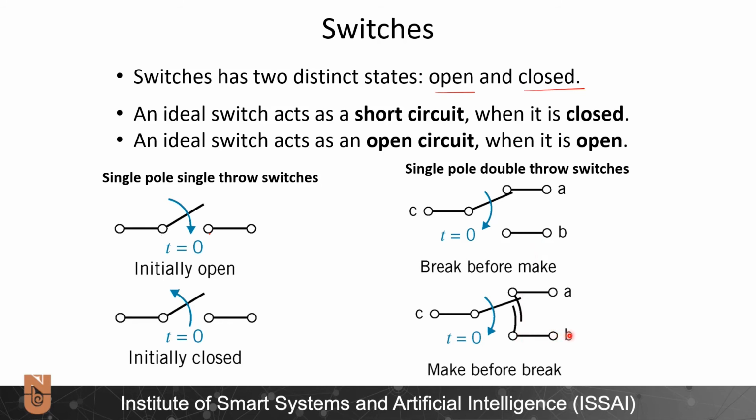Here, we have the same single pole double throw switch, but here it is make before break. In other words, at an infinitesimal small time instant, at t is equal to 0, both A, B, and C are connected to each other. Afterwards, the connection between A and C is getting opened, and the B and C continue to be connected.